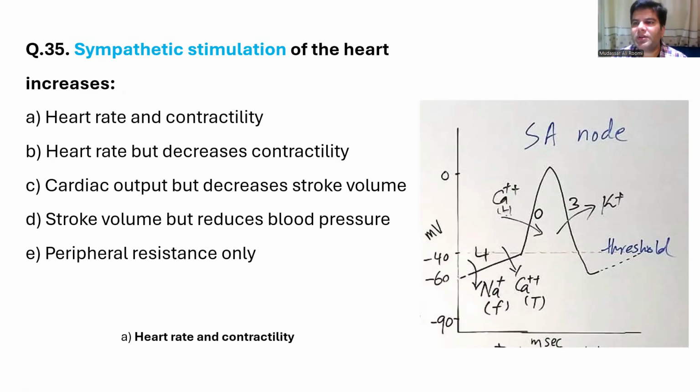So sympathetic stimulation, through its neurotransmitter norepinephrine, opens the sodium and calcium channels, because of which the slope of this pre-potential increases. When the slope of the pre-potential increases, it becomes steeper. It will take less time to reach the threshold value, hence the heart rate will be increased.